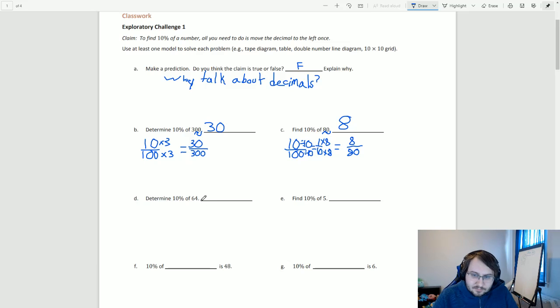So the claim, once again, is that I move my decimal point to the left, so I should get an answer of 6.4. And you see, here's where it comes together. This actually has to deal with decimals now. In those other ones, I just got rid of a 0. This one actually has decimals. This one can't work. Won't.